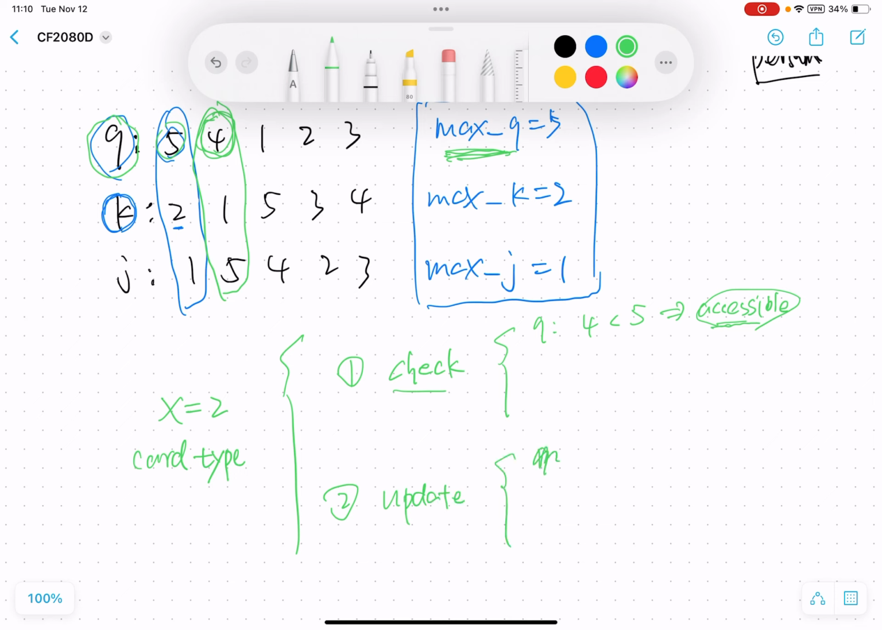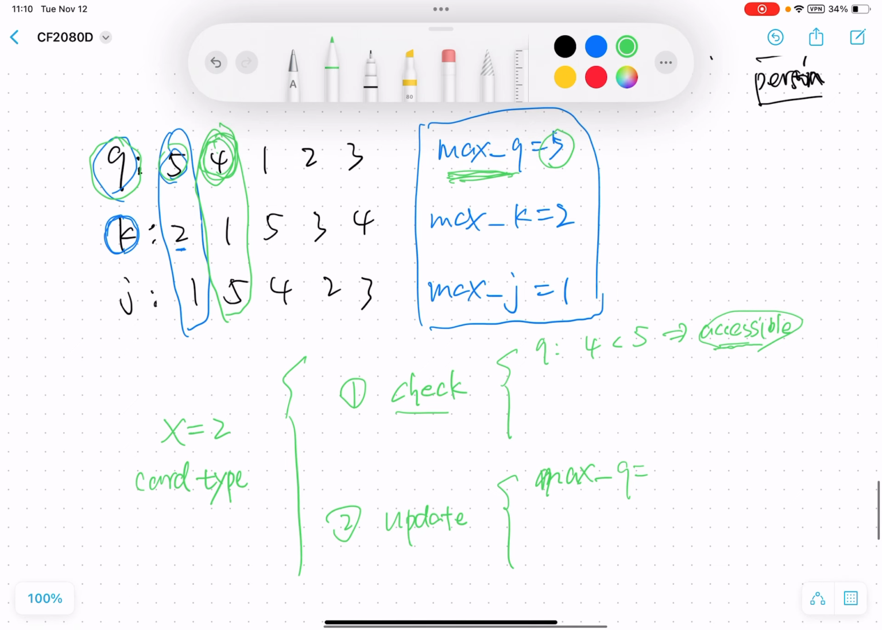So for the max Q, the last max value is 5 and current is 4. So the max Q is still 5. For the max K, we will know the last max value is 2 and current is 1. So the max K is still 2. For the max J, we know the last value is 1 and current is 5. So we will know the max J will be 5, because 5 and 1, 5 is larger than 1. This is how we update the max value for every people.